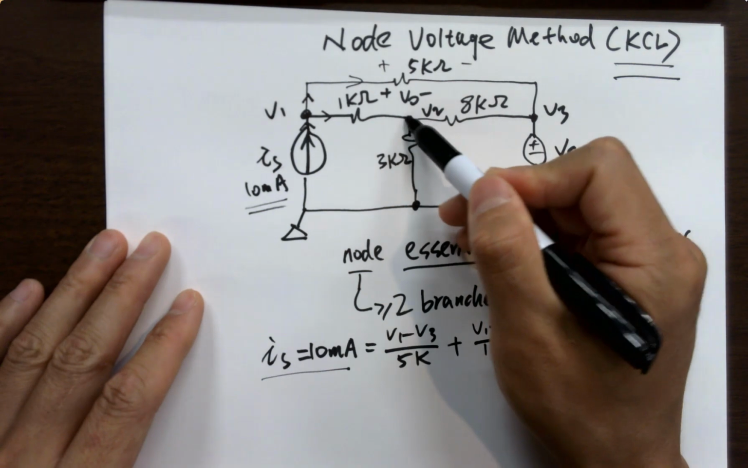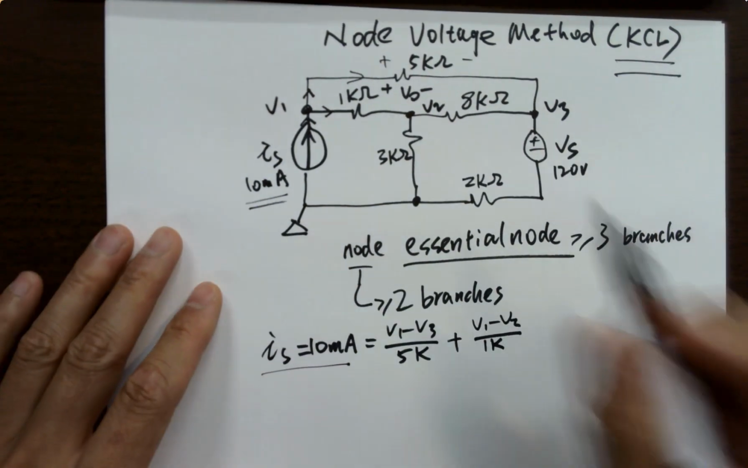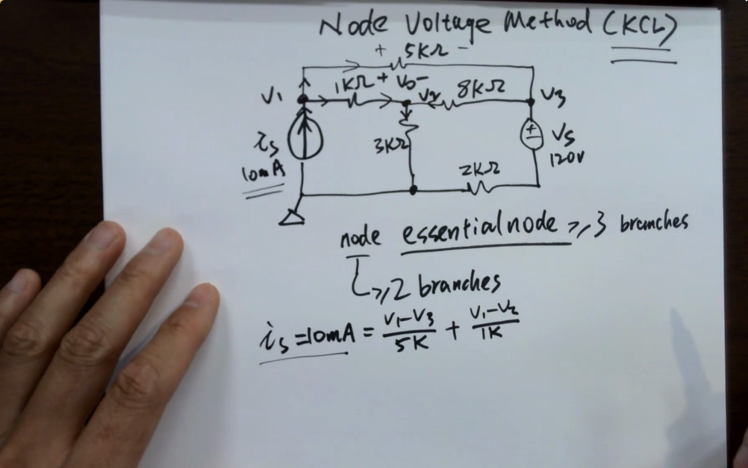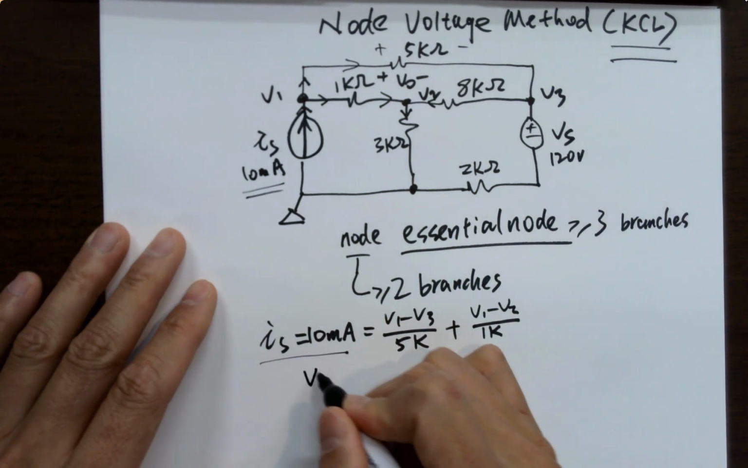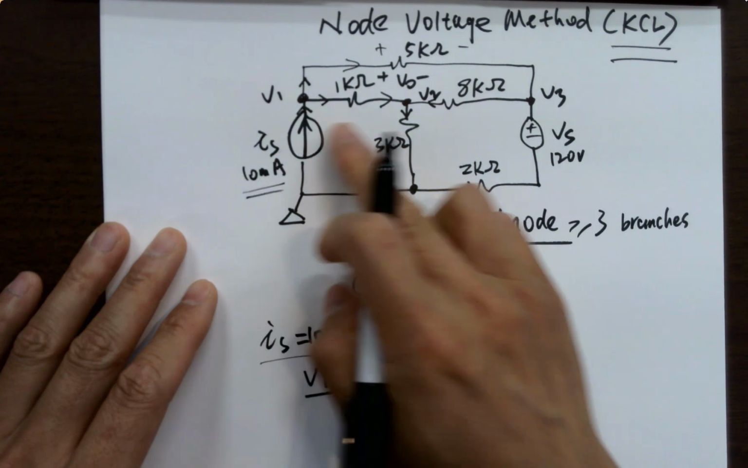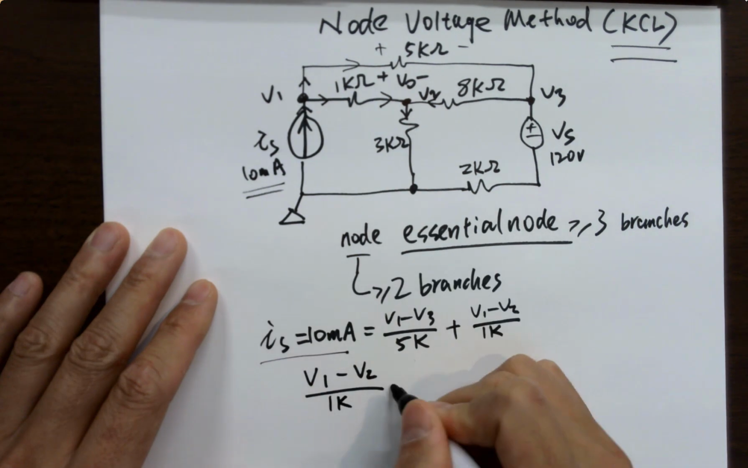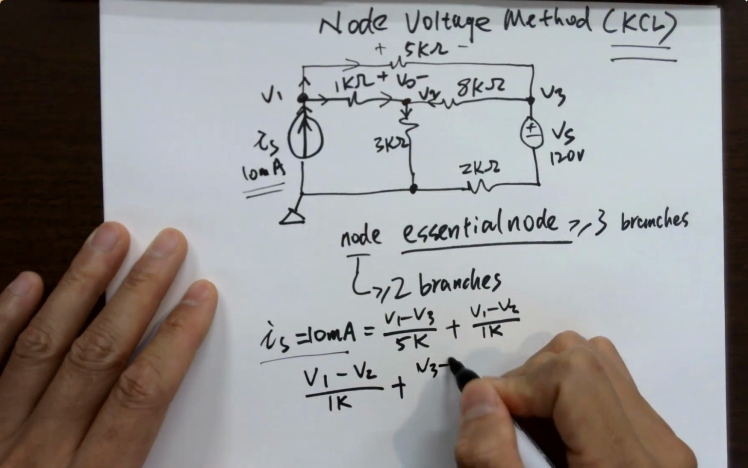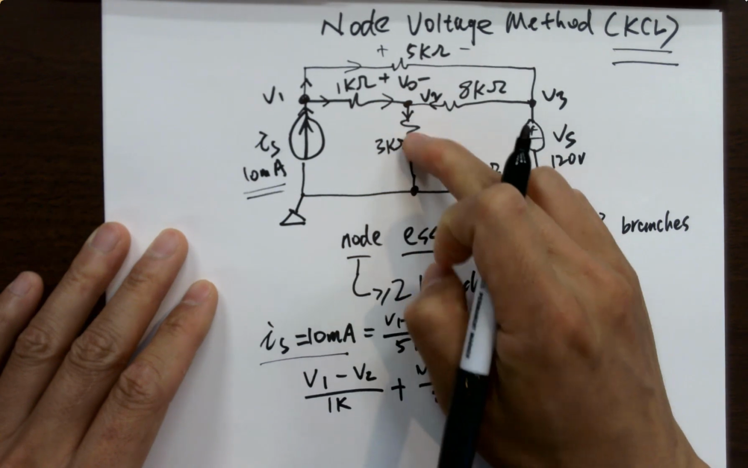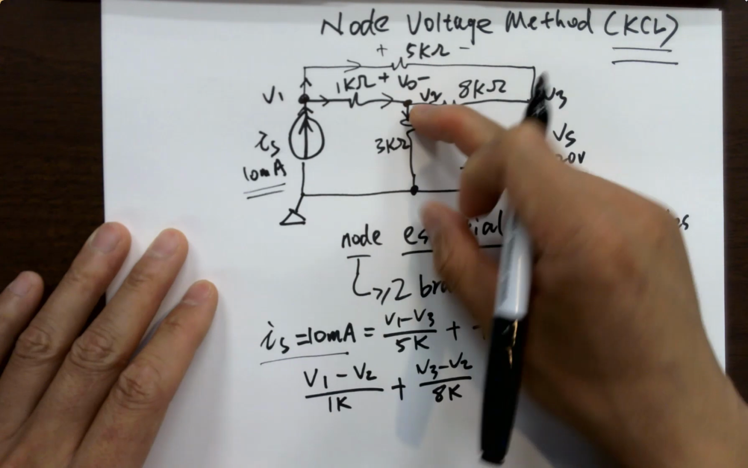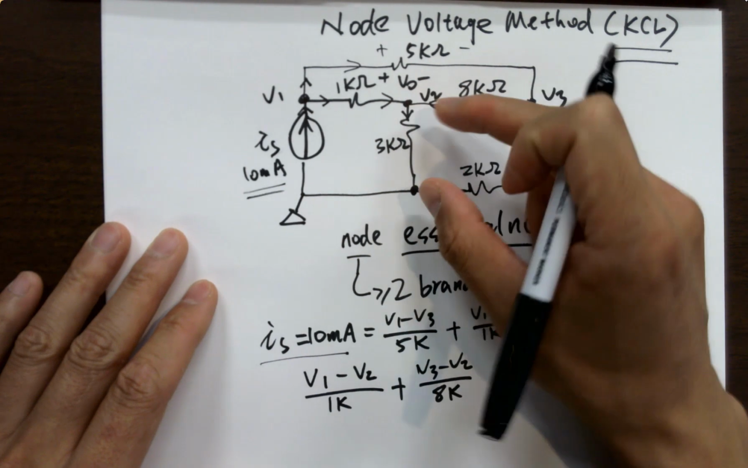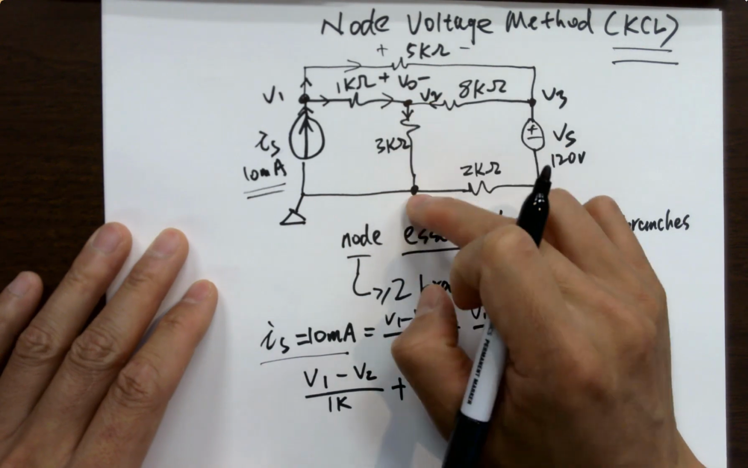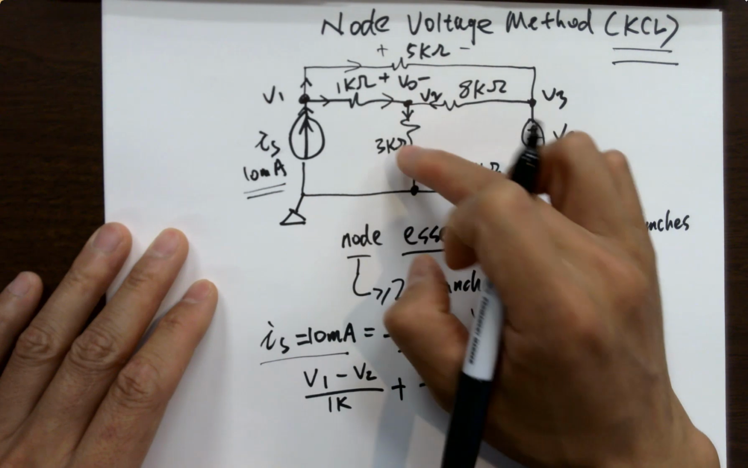What about this node? Currents: V1 minus V2 over 1K plus V3 minus V2 over 8K equals, we ground it, so it's basically just V2. V2 as this node will be the voltage across this 3K ohm resistor. Same thing, this is 0 volts, V2 minus 0 is still V2. So the voltage at this node will be the voltage across this resistor.